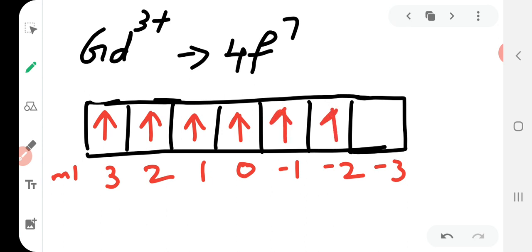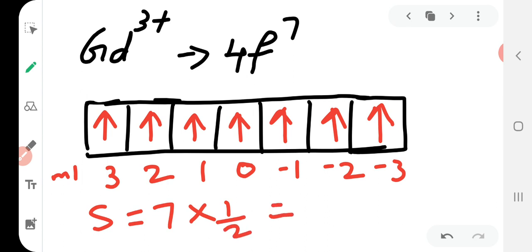So this state is just half filled. If there is one more electron, it will be accommodated in this state as down spin. So what will be the value of S? There are 7 electrons, each electron is having a plus half, that is 7 into half, that is equal to 7 by 2 is S.